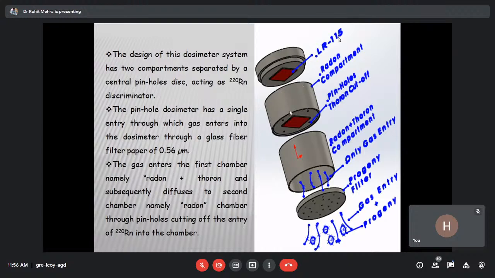On the second, this is the second compartment which we call the radon compartment, because when radon and thoron enter from here, thoron has a half life of 55 seconds, so in 55 seconds it decays away, and as it is trapped it goes out. So all the radon and thoron is here. The 4 holes here allow only radon to pass through into this chamber. So this chamber consists of radon itself.